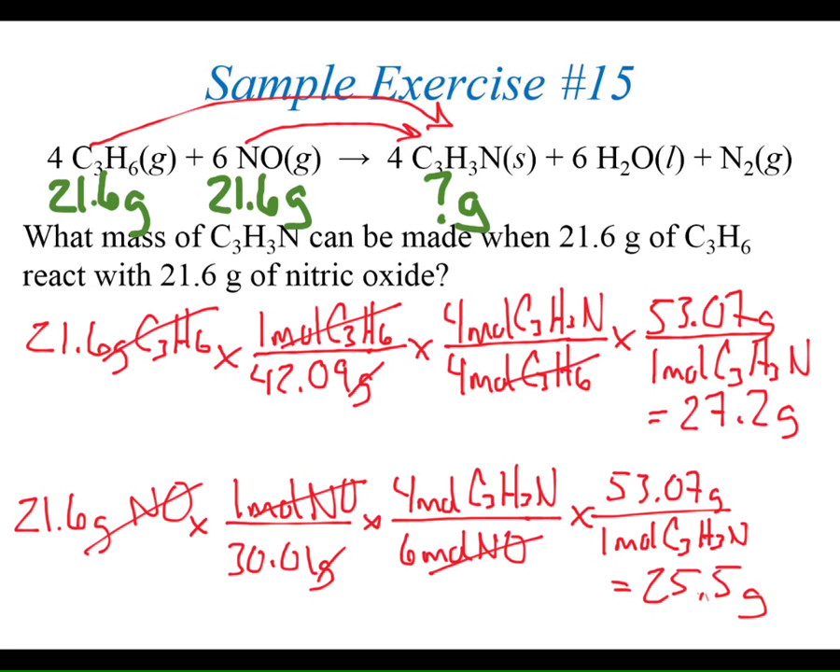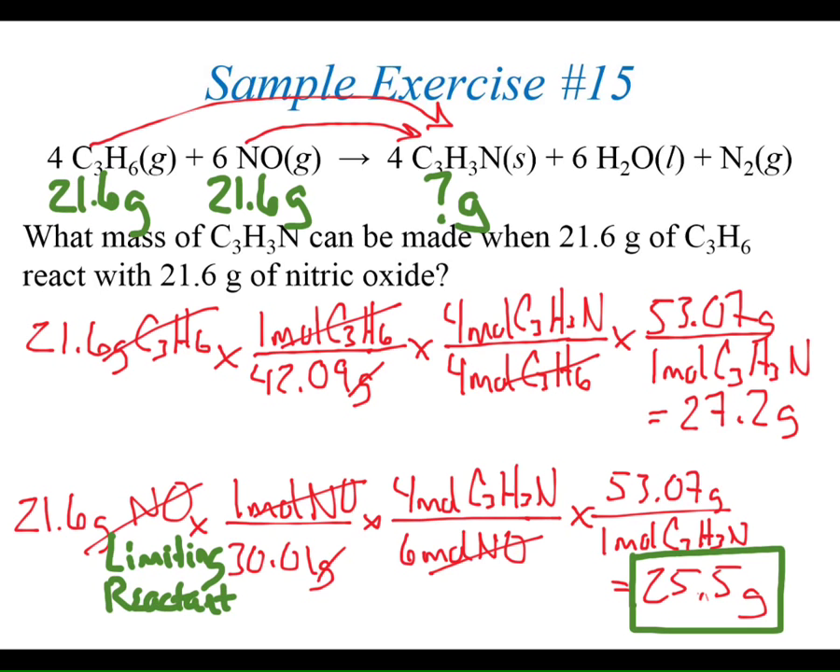So the question is, how much will I make? The smaller of the two, right? You always pick the smaller. So, based on that, which of those was the limiting reactant? Yes, this was my limiting reactant. What was the excess reactant? C3H6, right.